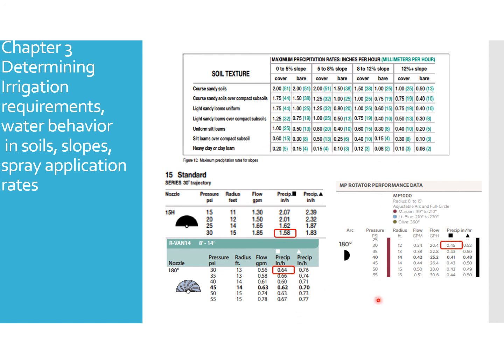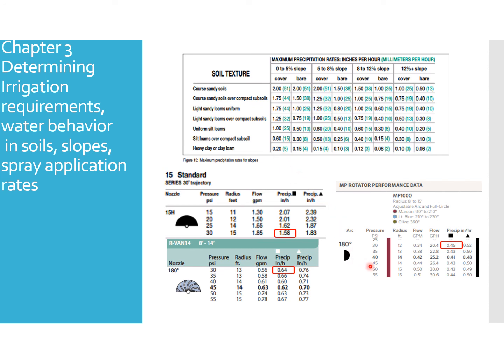Okay, so now take a look over here. This one is also a reduced precipitation rate, multi-stream, multi-trajectory nozzle, and at 30 psi, it has a radius of 12 feet, so it's also a smaller radius. It has a precipitation rate of 0.45. Okay, so now that means there's only one type of soil in this particular example that this would be applying too fast.